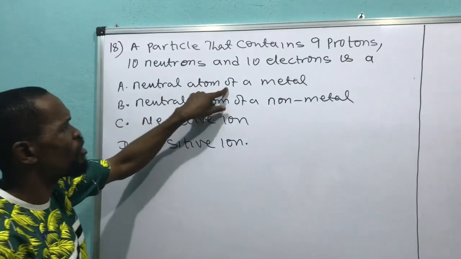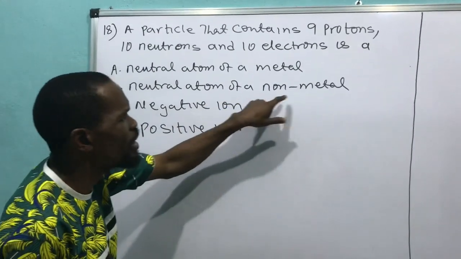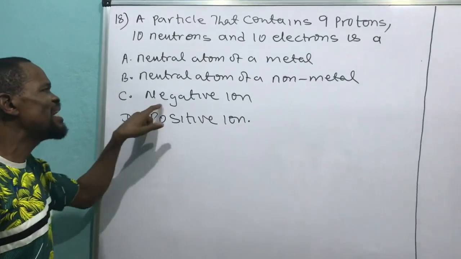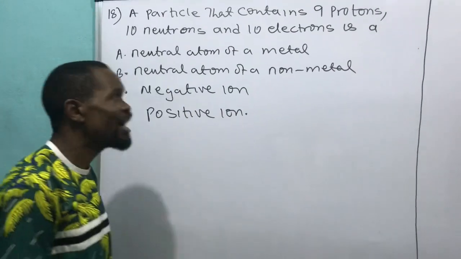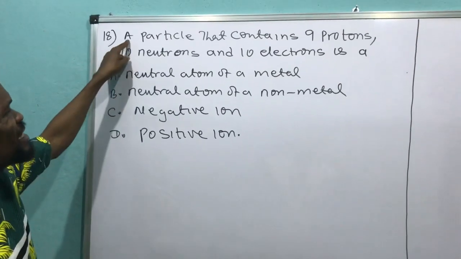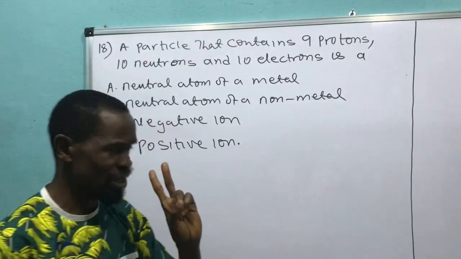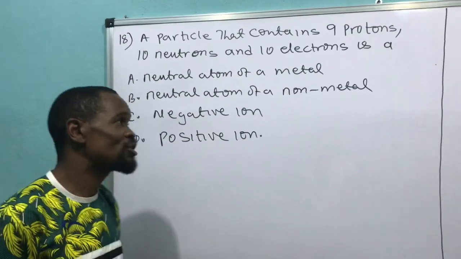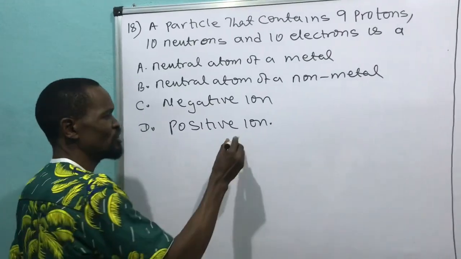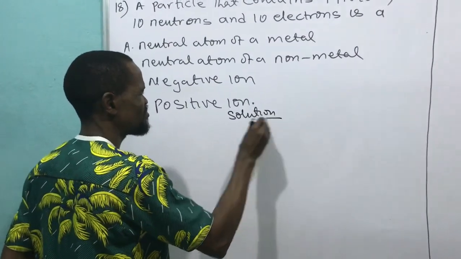Number 18 said a particle that contains 9 protons, 10 neutrons, and 10 electrons is A. Neutral atom of a metal, B. Neutral atom of a non-metal, C. Negative ion, D. Positive ion. What they ask me is that a particle that contains 9 protons, 10 neutrons, and 10 electrons is what? Let's go to the solution without delay so that you know what I mean.